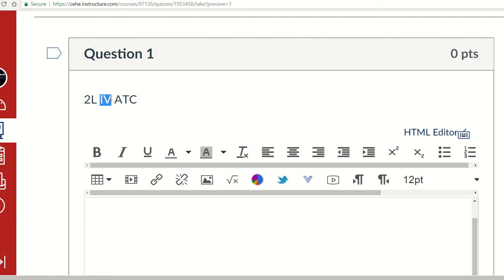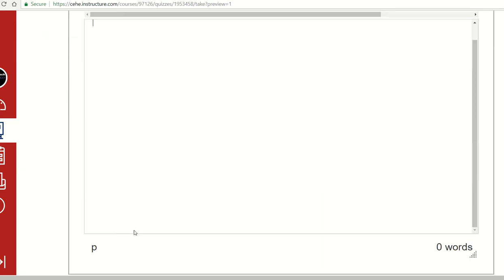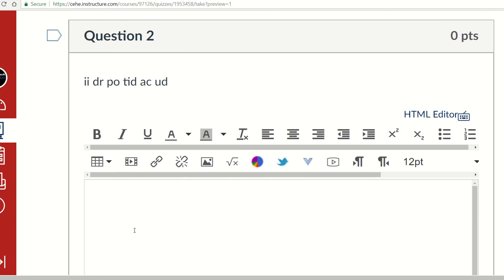So what's the verb for IV? The verb infuse, right? So this is going to be infuse 2 liters intravenously around the clock. What's important about online A for week 2 is the EDS calculations. We're going to do some EDS and other math calculations.